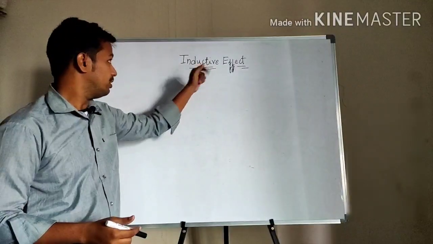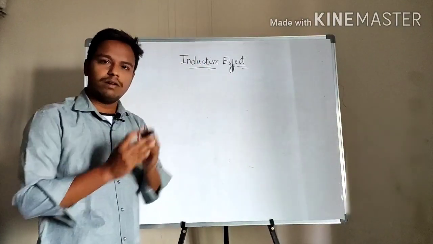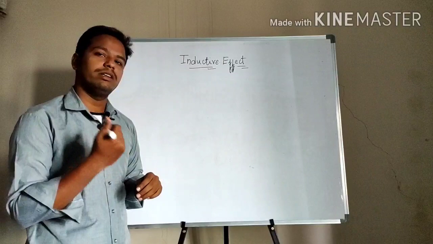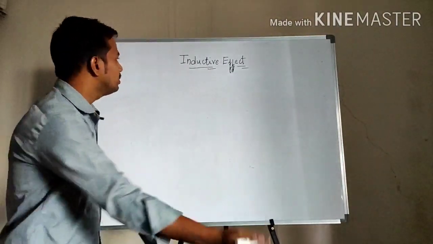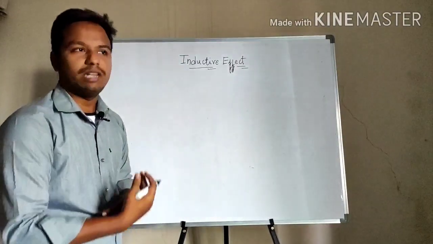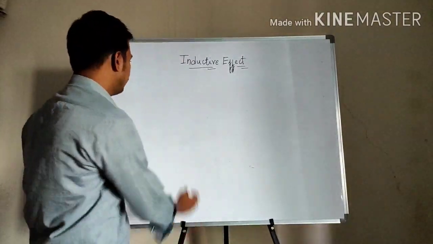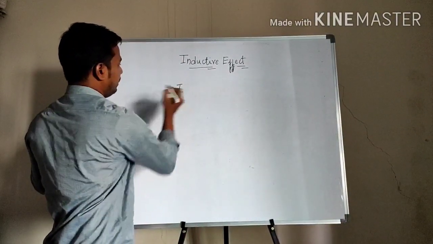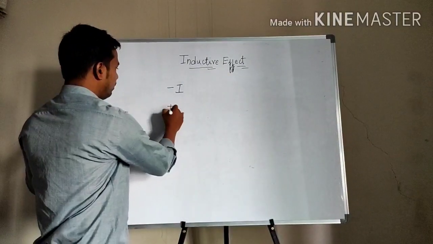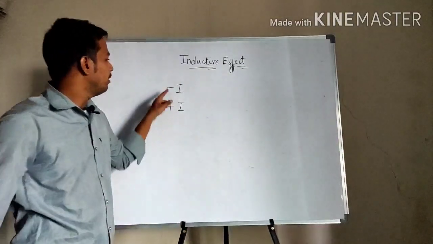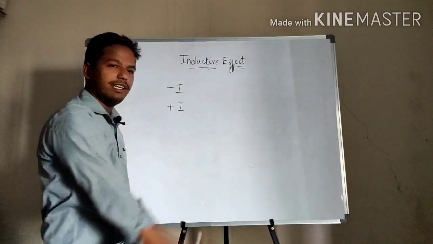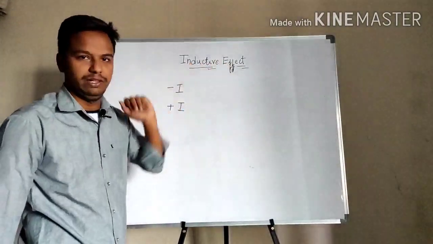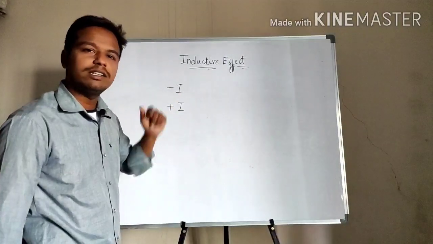In the previous lecture we discussed the inductive effect. Now in this lecture we will discuss the different consequences of the inductive effect. There are two types of inductive effect: the minus I effect and the plus I effect. Minus I means minus inductive effect, whereas plus I means plus inductive effect.